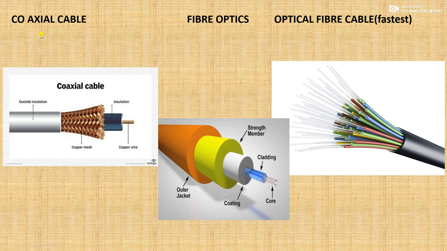Now after that we have the coaxial cable. Coaxial cable, I think you all have seen this. The copper mesh is also there outside the insulation, so it is a very protective layer cable. After that we have fiber optics cable. This is the fastest.